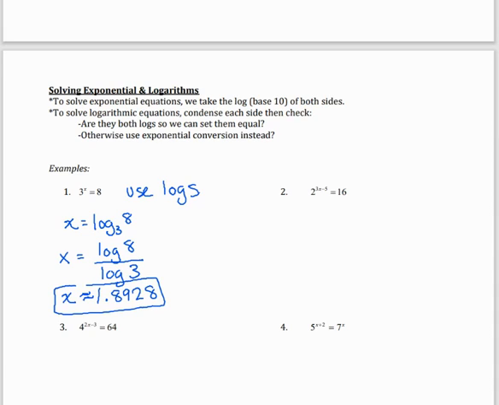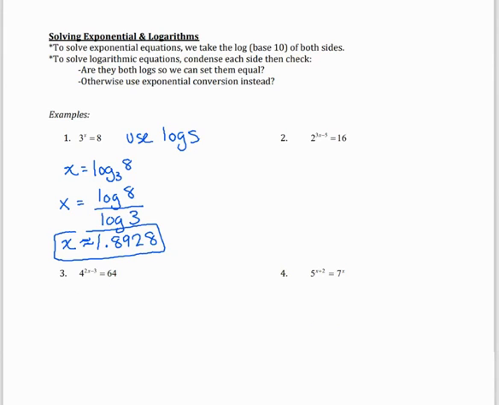Now, sometimes you're not going to need to use a calculator. If I look at number 2, you can drop the calculator completely because we can just make these be the same bases. 16 is the same thing as 2 to the 4th. So no calculator necessary here. I just drop those bases and set the exponents equal to each other. So 3x equals 9 and x equals 3.